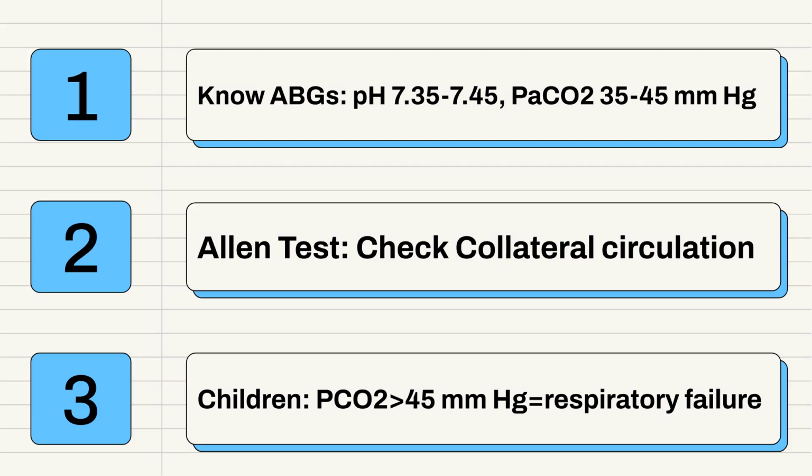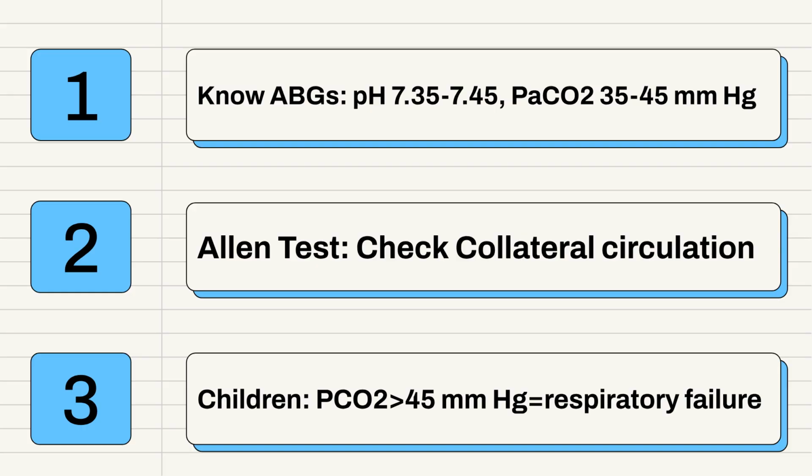For kids, remember partial pressure of carbon dioxide above 45 millimeters of mercury, or partial pressure of oxygen below 60 millimeters of mercury on 50% oxygen indicates respiratory failure. Before drawing ABGs, perform the Allen test to check collateral circulation.